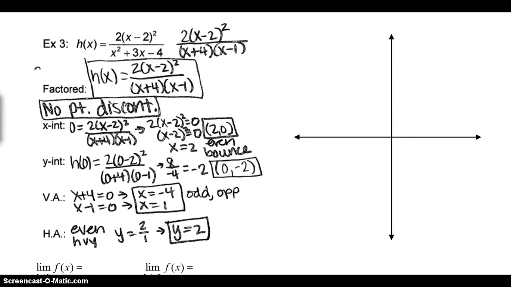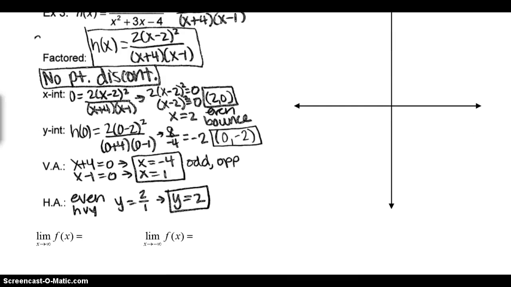So let's move down here and look at example number 3. On example 3, the biggest number I'm seeing here is a -4. So let's go 1, 2, 3, 4, 5, I don't know, 6. Just putting some marks out there. So first I'm going to apply my x-intercept, which is 2, 0. So at 2, 0, put a dot, your x-intercept.